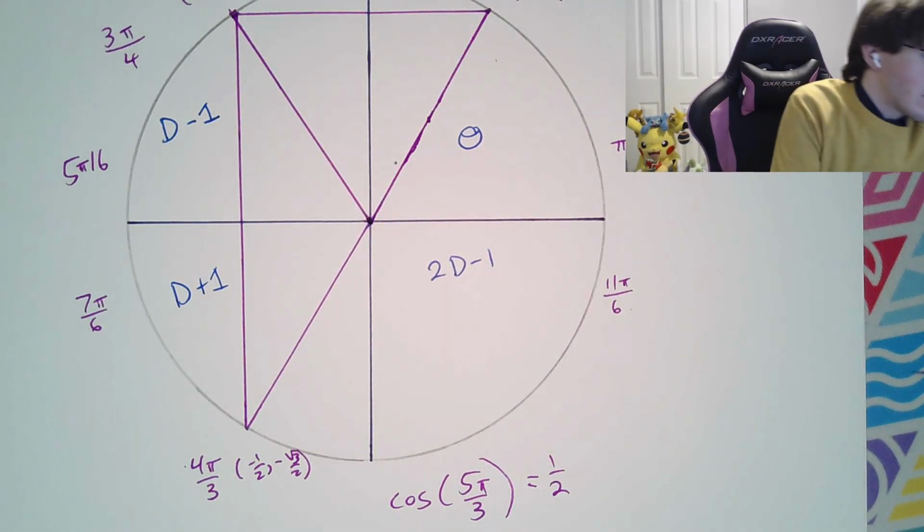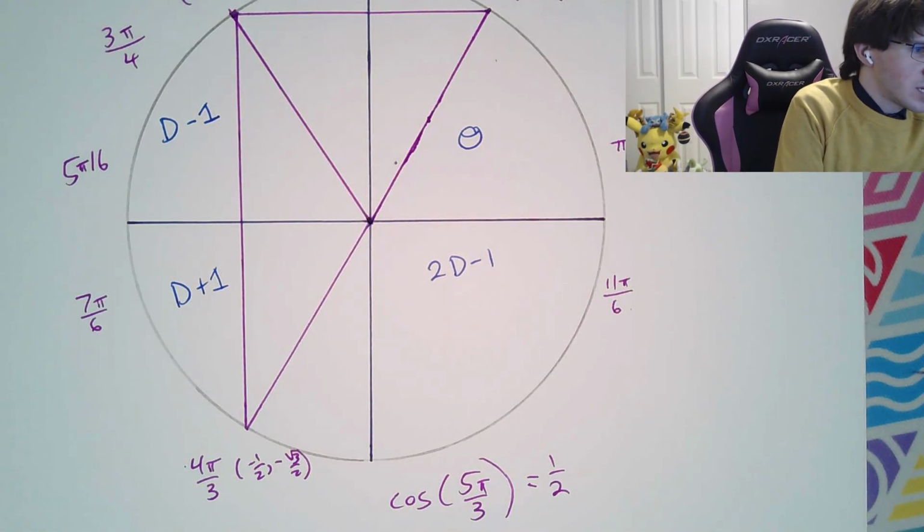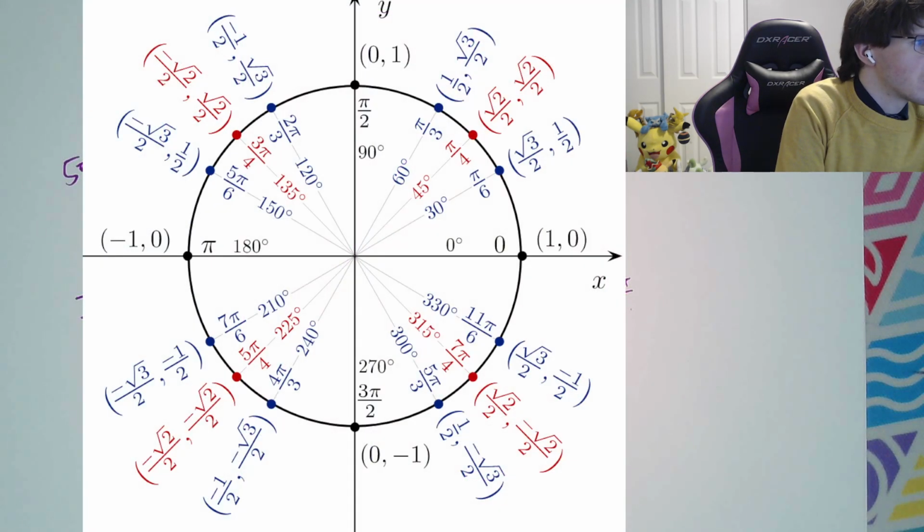Ultimately, the goal is I'm not going to put up every single coordinate by myself. Instead, I'm going to just rip off the picture from Wikipedia. This is a beautiful unit circle that they've done. So transition over there. And here's our unit circle.